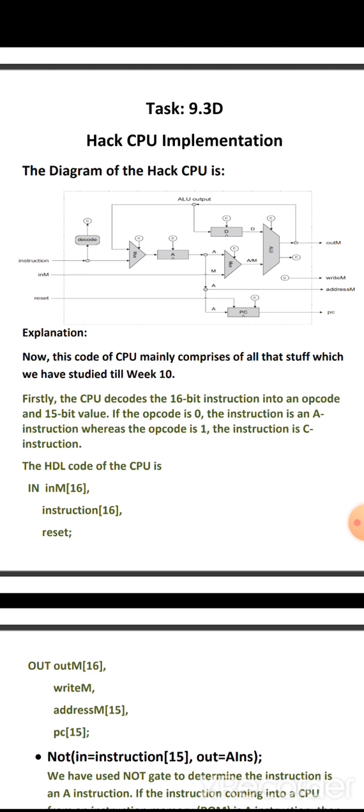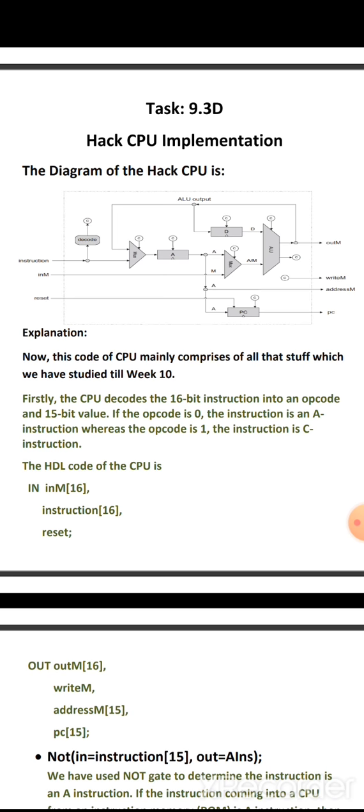There are three inputs coming into the CPU and four output pins coming out from the CPU. The three input pins are instruction memory, data memory in M, and reset. The four output pins are out M, write M, address M, and program counter PC. The output pins each have their own function. One is used to read, another to write, and one enables writing.